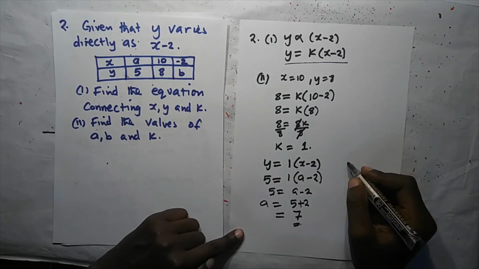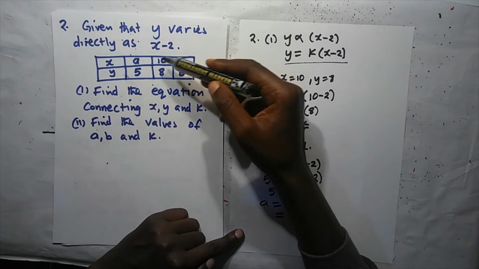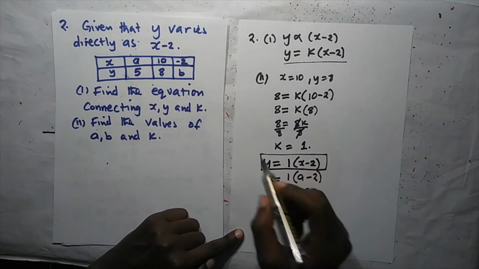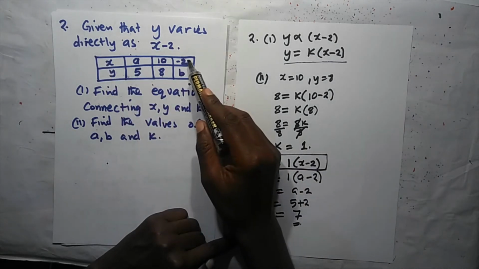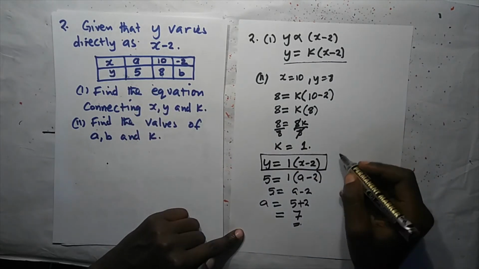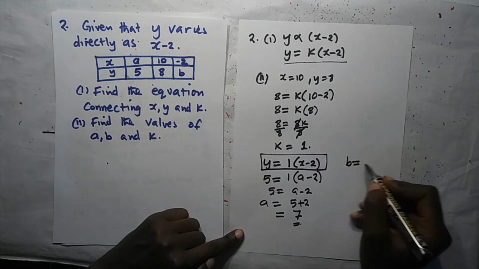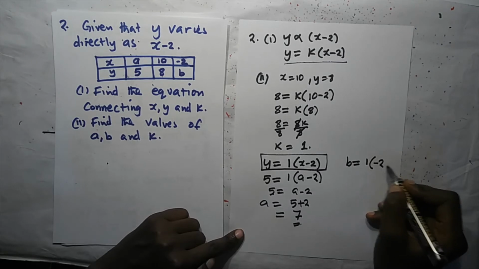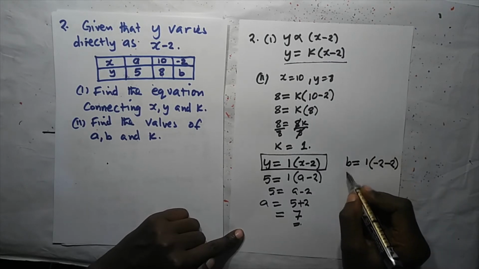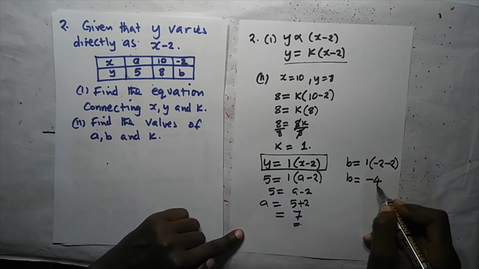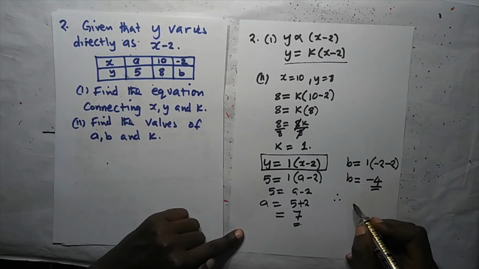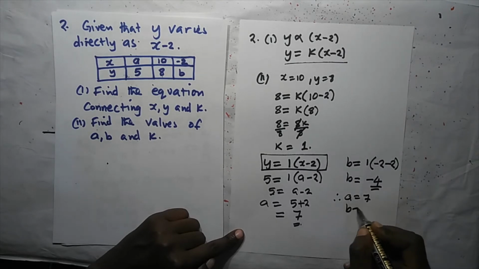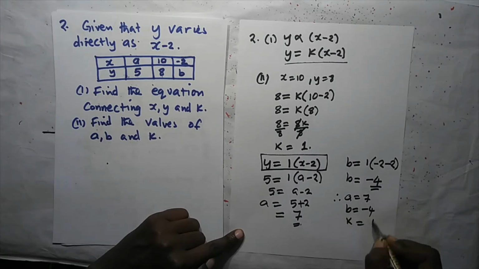And so now for us to find the value of b, we are going to replace in our equation, this equation here, we are going to replace x with negative 2 and y with b. And so we are going to have b is equal to 1 times x is negative 2 minus 2. So b will be equal to negative 4. And therefore the values of a, b, and k are a is equal to 7, b is equal to negative 4, and k is equal to 1.